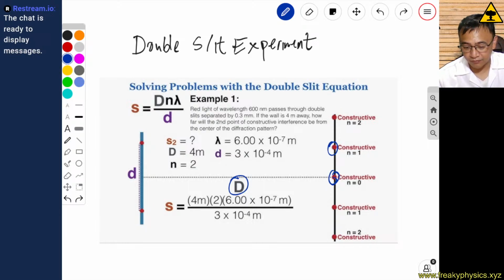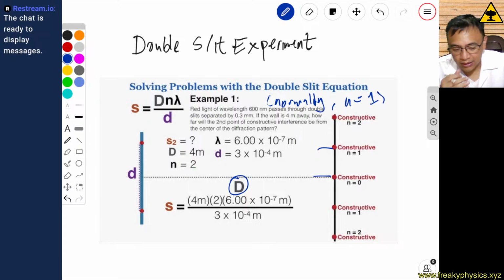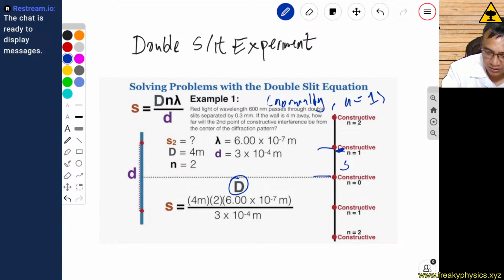Normally we ignore the n. In this case, we normally just do this with n equals 1. And then the last thing we need here is lambda, which is the wavelength. S would be this distance here. S is this distance.